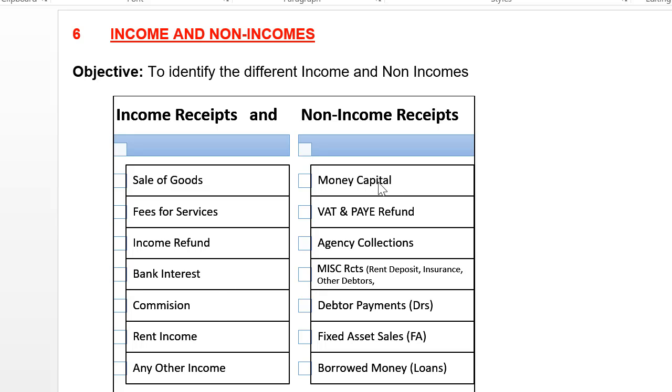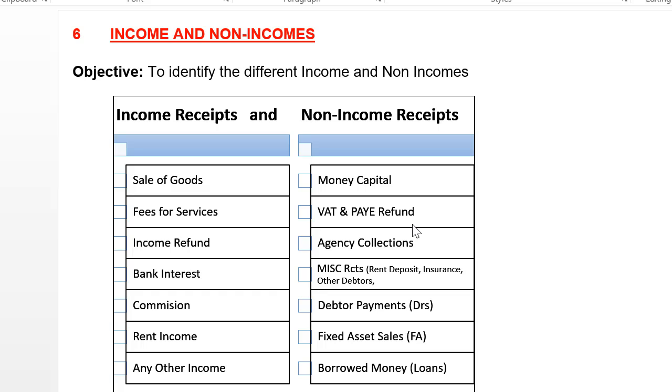Now on the right hand side, we've got non-income receipts. Money received that doesn't increase the profit of a business. It doesn't increase the profit, it doesn't increase the tax. Money capital. This is money contributed by the owner to the business. The business cannot run without money to start with. If it's a buying and selling business, we need capital to buy the stock before the stock can be sold. So that's money capital.